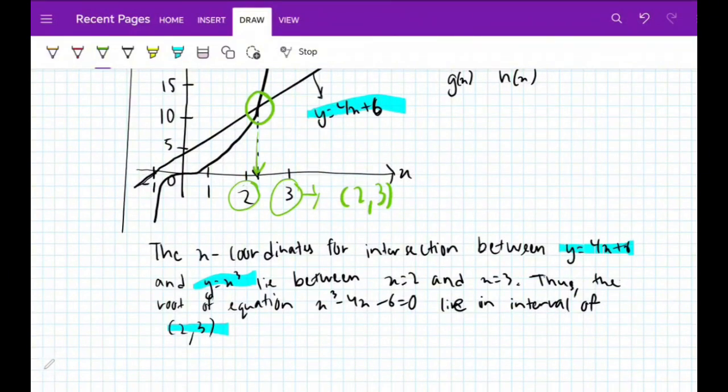The x coordinates for the intersection between y equals 4x plus 6, this is our h(x), and y equals x cubed, this is our g(x), lie between x equals 2 and x equals 3. Thus the root of the equation, this is our main function f(x), lies in the interval of 2 and 3. Okay guys, so that's it for the graphical method.